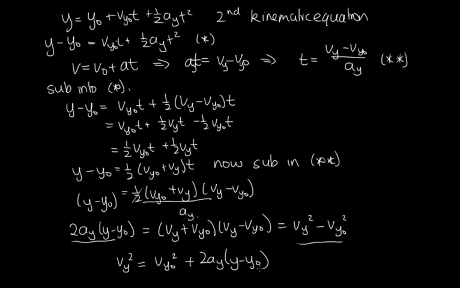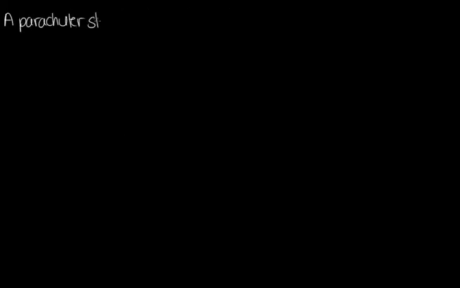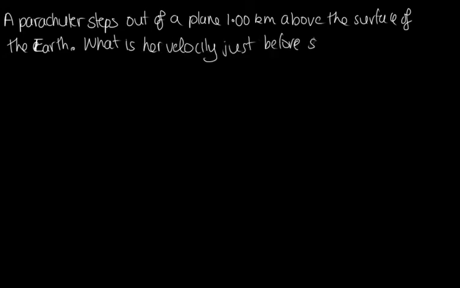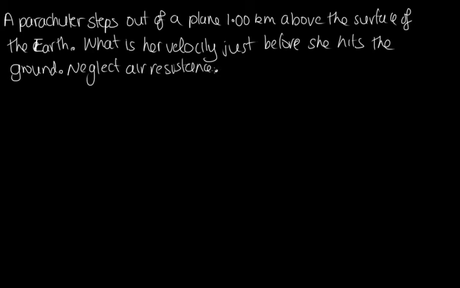Okay, so let's now look at an example of how we can solve a problem using this equation. Similar question to last time. A parachuter steps out of a plane 1.00 kilometers above the surface of the Earth. What is her velocity just before she hits the ground? And again, we're going to neglect air resistance. Poor parachuter, that would result in her going splat.